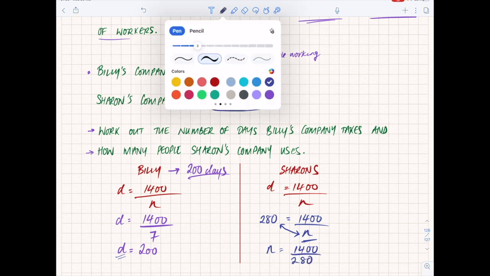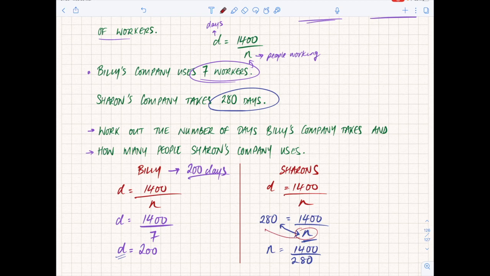The reason is because we're dividing by N here, so we take it over and times by N. And then because we're timesing by 280, when I move that N over, that now becomes 280 times N is equal to 1400. When I then take that over, it becomes a divide. So N is equal to 1400 divided by 280. So just a quick way, you can just swap them over. But the actual method is what I've just gone through there. If you do 1400 divided by 280, it tells you that it's 5. So that now is 5 people.